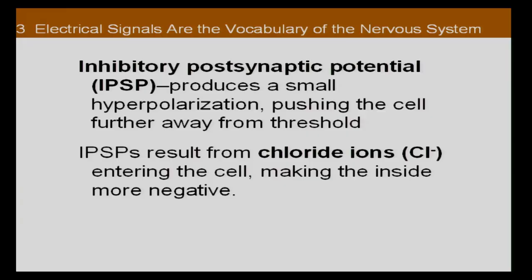the second kind of postsynaptic potential you could have is an inhibitory postsynaptic potential, an IPSP. This produces a small hyperpolarization. That means this kind of potential is making the membrane potential get even more negative, even harder to get an action potential generated. And it pushes the cell farther away from threshold. The IPSP results not from sodium channels opening, but from chloride channels opening. And with chloride channels opening, chloride enters the cell, chloride is a negative ion, making the inside of the cell more negative.